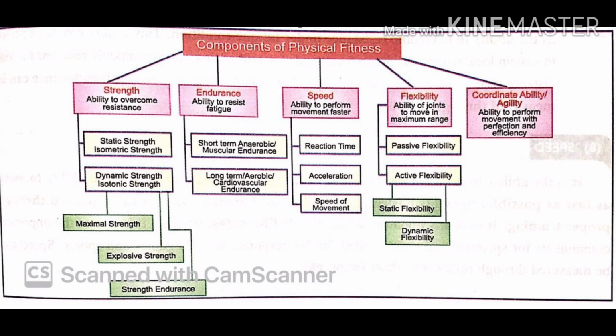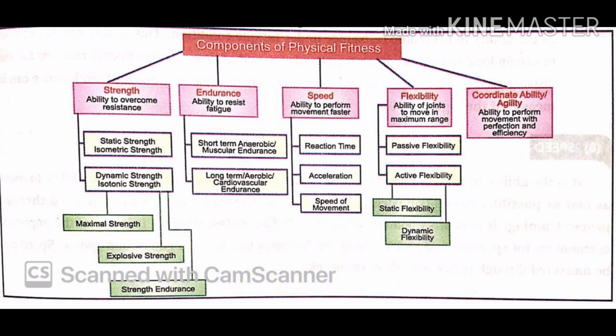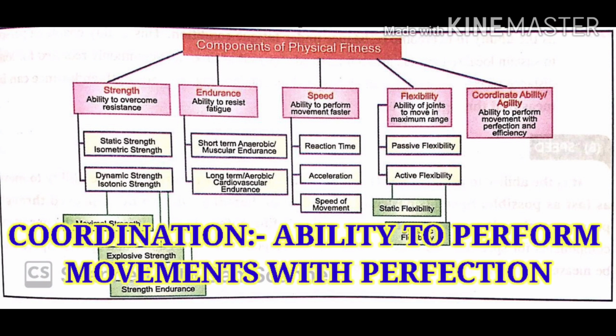Then we come to flexibility. Flexibility is the ability of joints to move in their maximum range, to stretch to their maximum extent. It is divided into 2 categories, that is passive flexibility and active flexibility. Active flexibility is subdivided into 2 categories, that is static flexibility and dynamic flexibility. Then the last component of physical fitness is coordinative ability or agility. It is the ability to perform movement with perfection and efficiency.